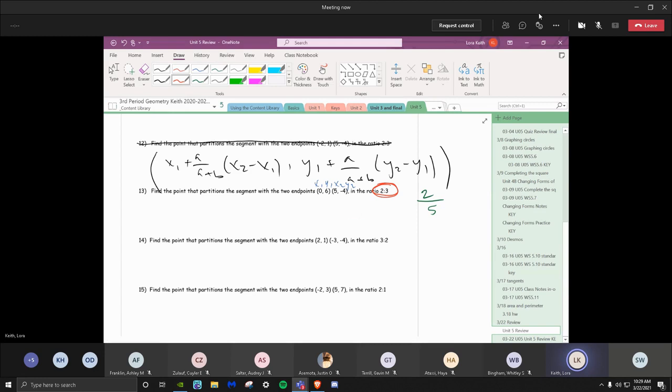Okay, so I do x1, so x1 is 0, plus our fraction, times x2 minus x1. So I get 5 minus 0. Okay, and then we do y1, 6, plus our fraction, times y2 minus y1. So put all of this in a calculator, you get 2. Calculator, and you also get 2. So the point that partitions it is 2, 2.